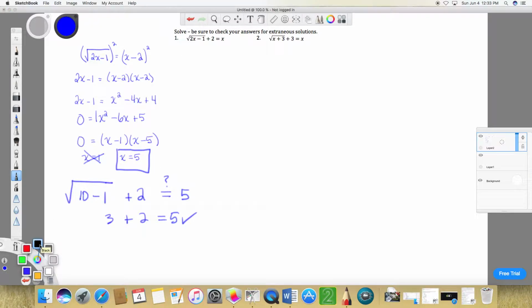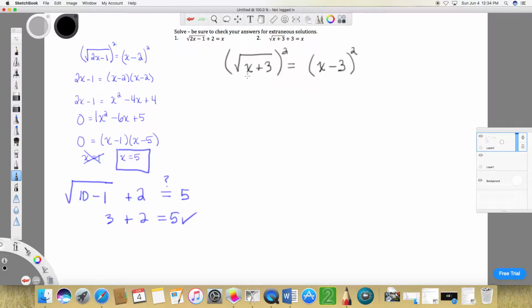All right, so let's take a look at this next one. It's very similar to problem 1. We want to get the radical by itself, so we subtract 3 from both sides. We need to get rid of the radical, so we square both sides. When you square both sides of this equation, you introduce the possibility of extraneous solutions. So we're going to have to make sure that we check our answer.